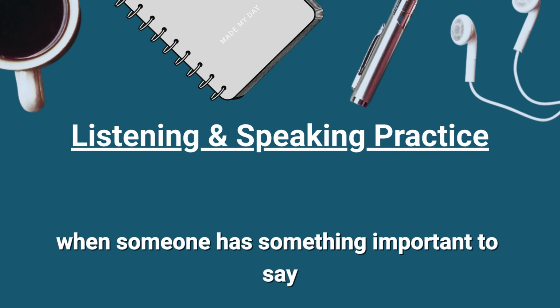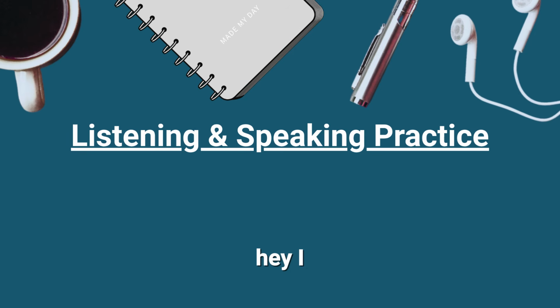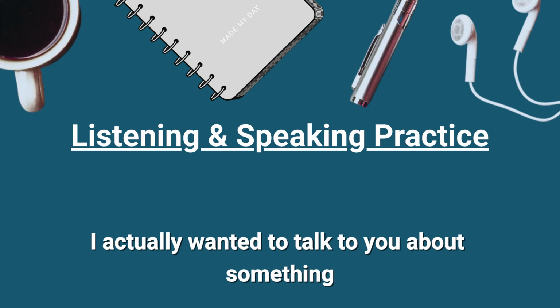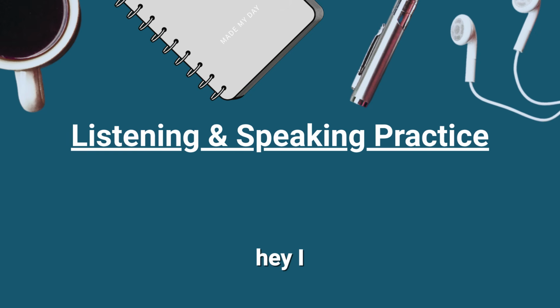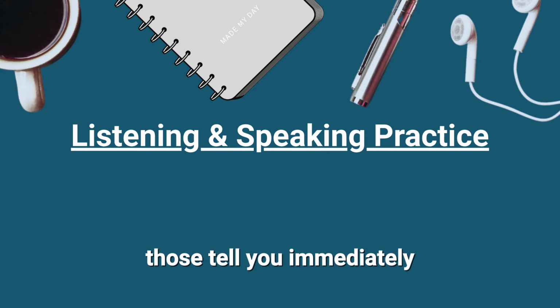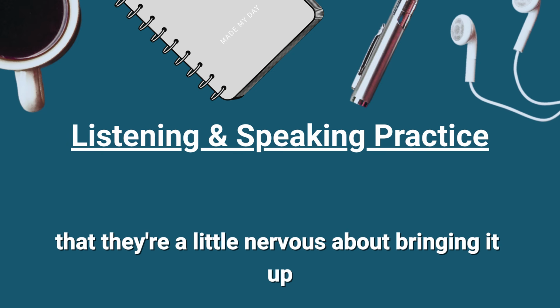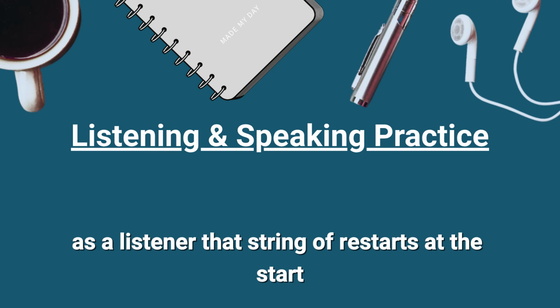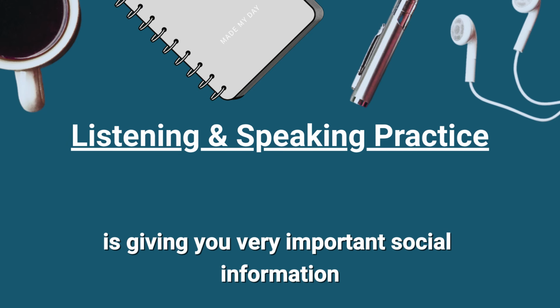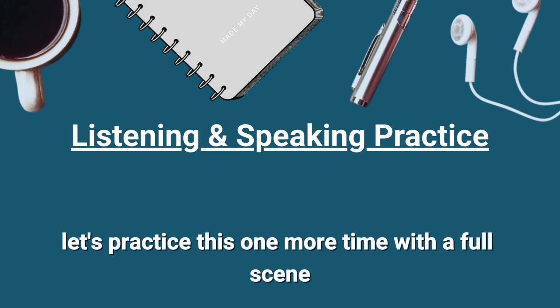You hear this a lot when someone has something important to say or something slightly difficult to bring up. For example, "Hey, can I... actually wanted to talk to you about something." Those are three restarts at the very opening of the conversation: "Hey, can I?" And then, finally, "I actually wanted to talk to you about something." Those tell you immediately that this person has something on their mind, that they're a little nervous about bringing it up, and that what's coming is probably personal or serious. As a listener, that string of restarts at the start is giving you very important social information before the actual content even begins. Let's practice this one more time with a full scene.